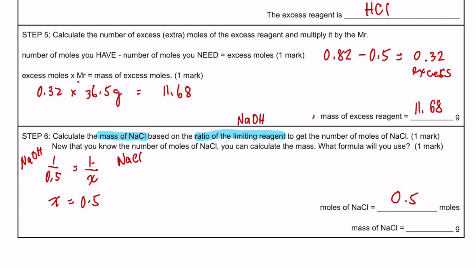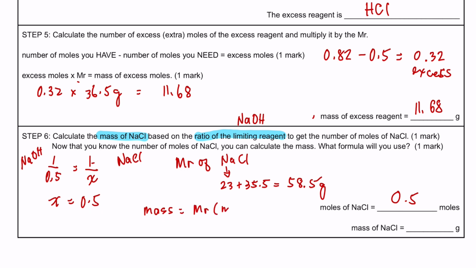And how do we get the mass? We need the MR of sodium chloride, which is 23 plus 35.5, gives you 58.5 grams. And the mass is equal to MR times the number of moles. So this would equal 58.5 grams times 0.5, and the answer is 29.25 grams. 29.25 grams.